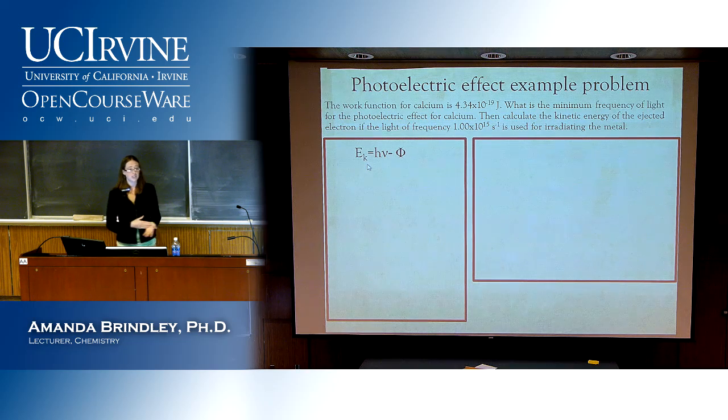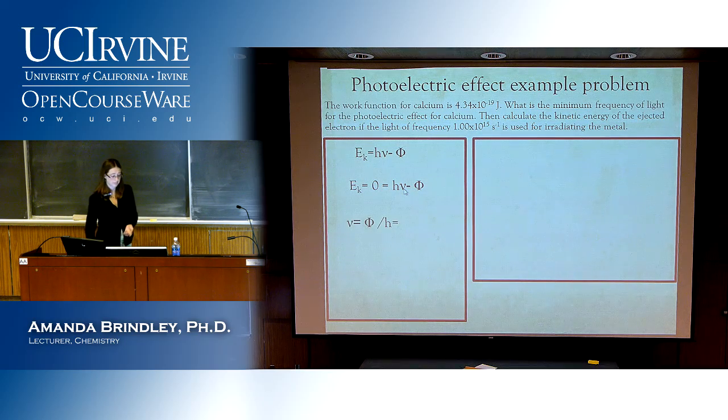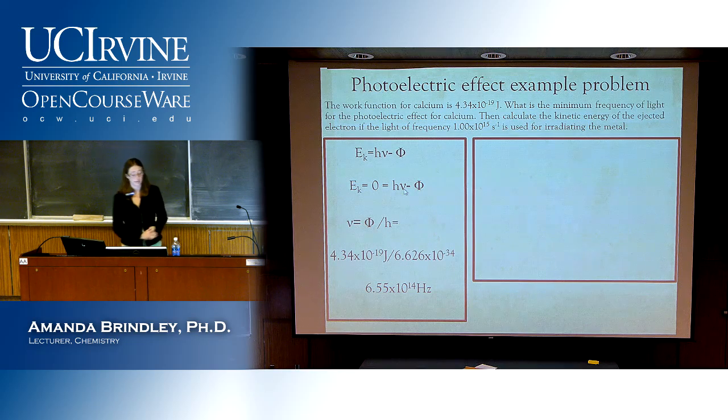So your kinetic energy, think back to your fundamentals, is 1/2 mv squared. So if there's no velocity, there's no kinetic energy. And so your kinetic energy is equal to 0. And so because of that, h nu minus the work function is equal to 0. Well, now we know h, and we know work, and we can just solve for nu. And so we end up with this.